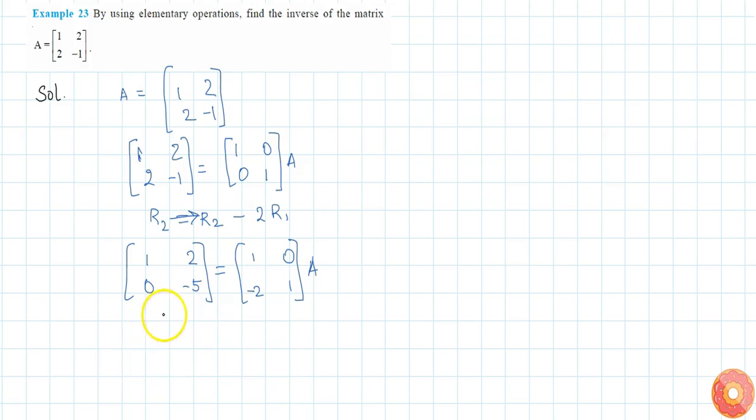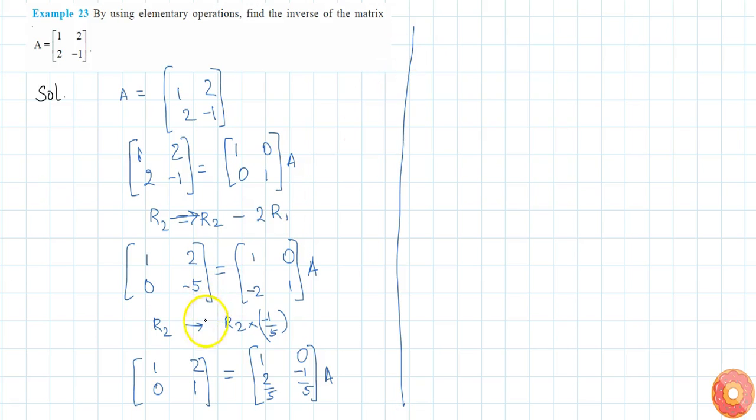So the next row operation I have to do is to make this diagonal element 1. Here it is already 1, so here I need to change it. So I'll use the row operation R2 is replaced by R2 into minus 1 by 5. Then what do we get? We get 1, 2, 0 will remain 0 and this will become 1. This is equal to 1, 0. If we multiply with minus 1 by 5, you'll get here 2 by 5 and here minus 1 by 5 times A.